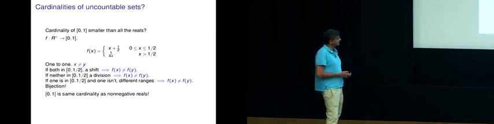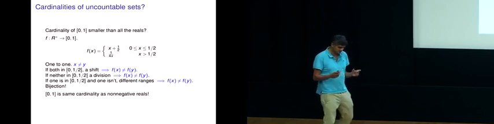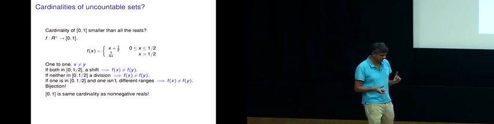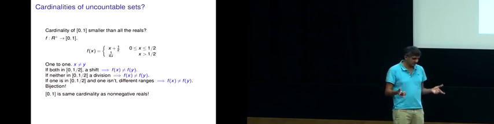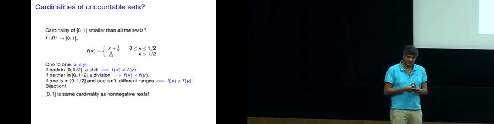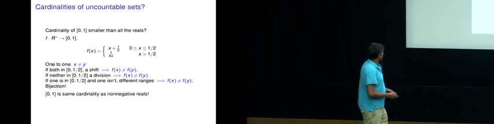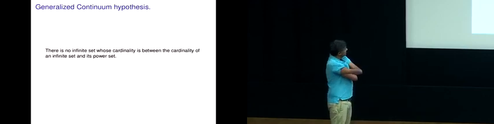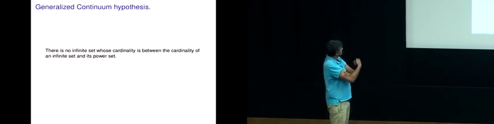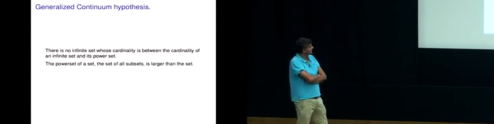So 0 to 1 is the same cardinality as the non-negative reals. To compare two sets that are uncountable, to say they're the same size, you have to build an actual bijection. Okay, so there is no infinite set whose cardinality is in between, this is the generalized continuum hypothesis. The power set of a set, the set of all subsets, is larger than the set. We showed that. We proved that.